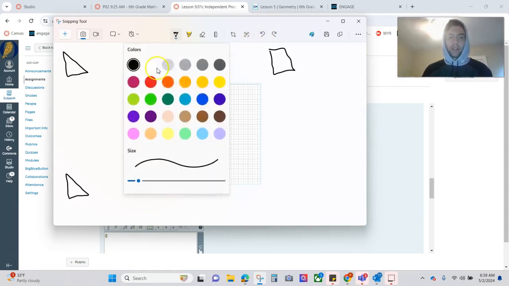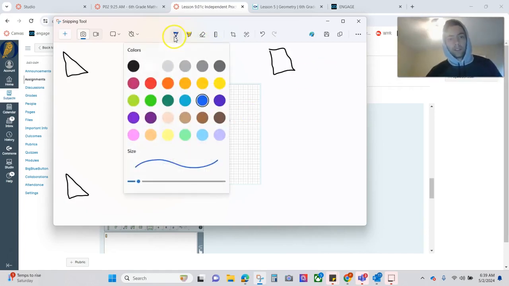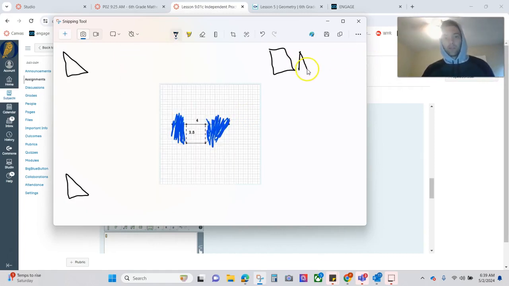Okay, let's start with the area of that rectangle. I'm going to make it easier for my brain, scribble out both of the triangles and only focus on the one shape that I'm working on currently. Hey, we just got a rectangle! Yeah! To find the area of a rectangle, we can use the formula base times height.